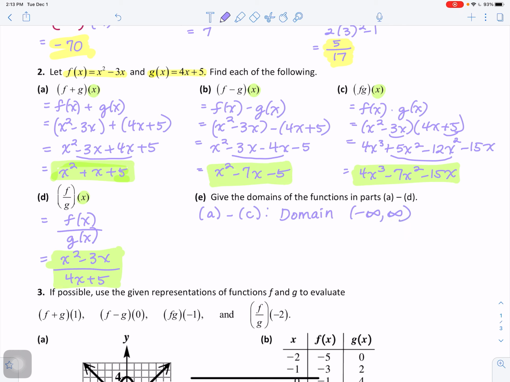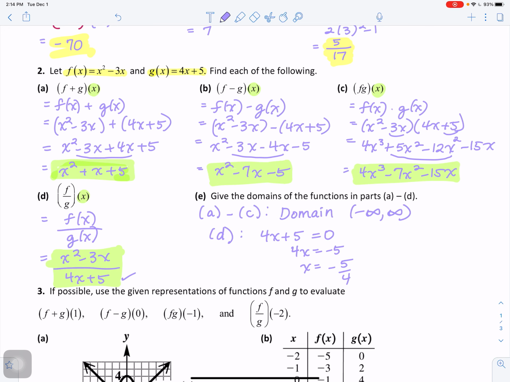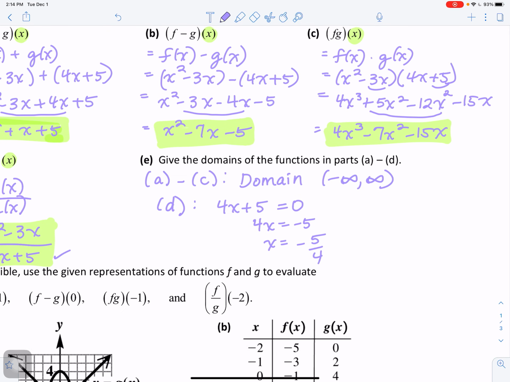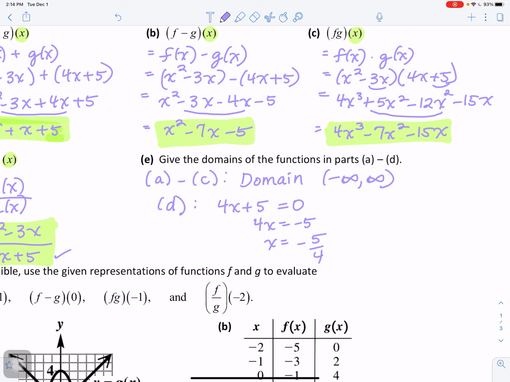But what about D? We have to be careful with D because now we have a function in the denominator. And whenever you see that, that denominator cannot be equal to 0. So we like to set it equal to 0 to see what value of x makes it 0, so we will throw that value out. So we have to take negative 5/4 and remove it from the domain for the function in D.